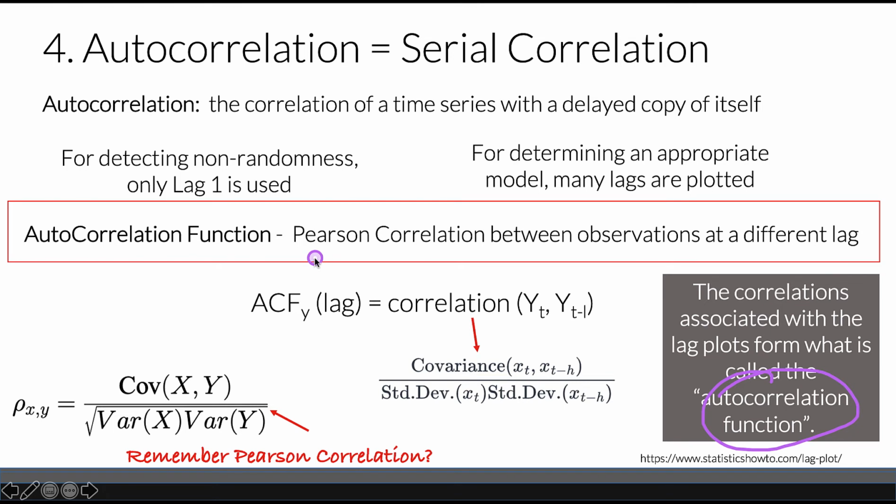The autocorrelation function is a Pearson correlation between observations at a different lag. And you can look at the formula. So ACF, abbreviation for autocorrelation function of a given lag. It is indeed the correlation between Yt and Yt minus lag, which is, if you remember the Pearson correlation formula, we have the covariance of x and y, and we have the standard deviation of x and y. So here we plot the covariance of x and x lag value and the standard deviation of x and its lagged value.